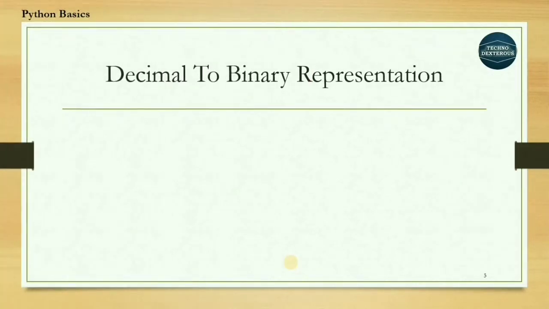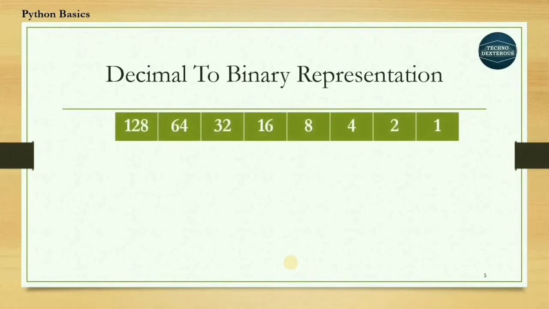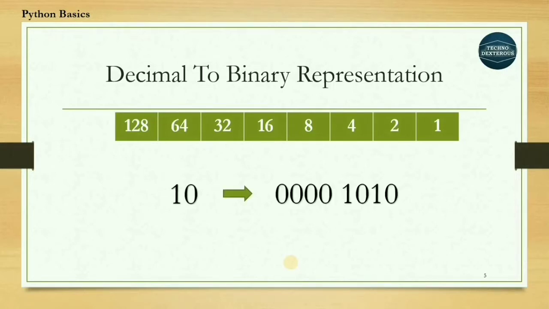Let's learn how to convert decimal to binary numbers. Here is the decimal to binary number scale, by using which we are going to convert our decimal number into binary numbers. Let's take one example. The scale is nothing but a power of 2, that is 2 raised to 0, 2 raised to 1, 2 raised to 2 and so on. How can we convert the decimal number 10 into a binary number?